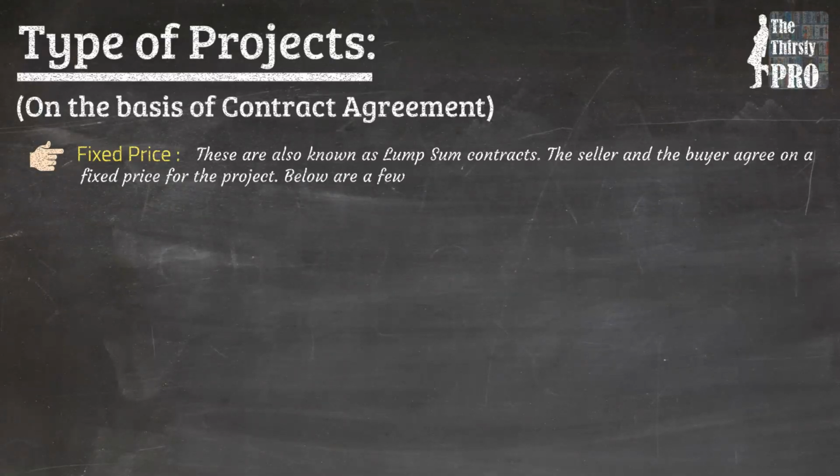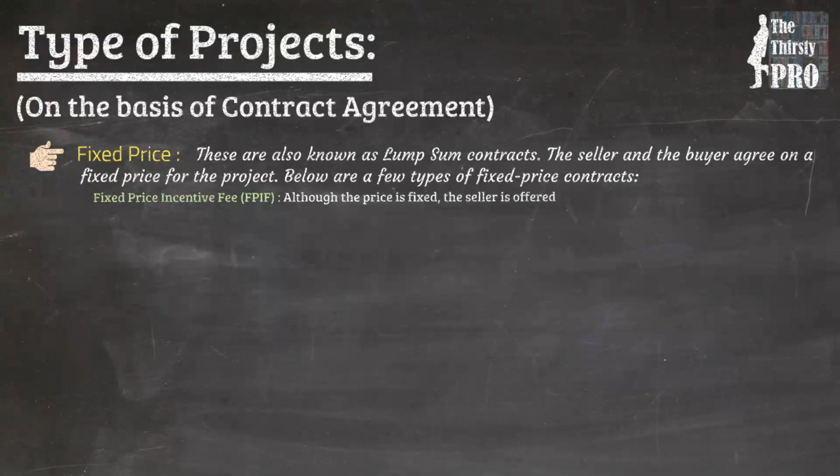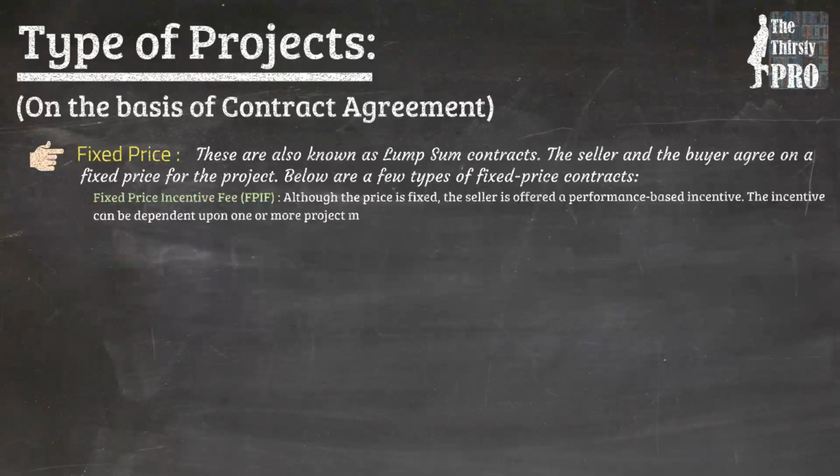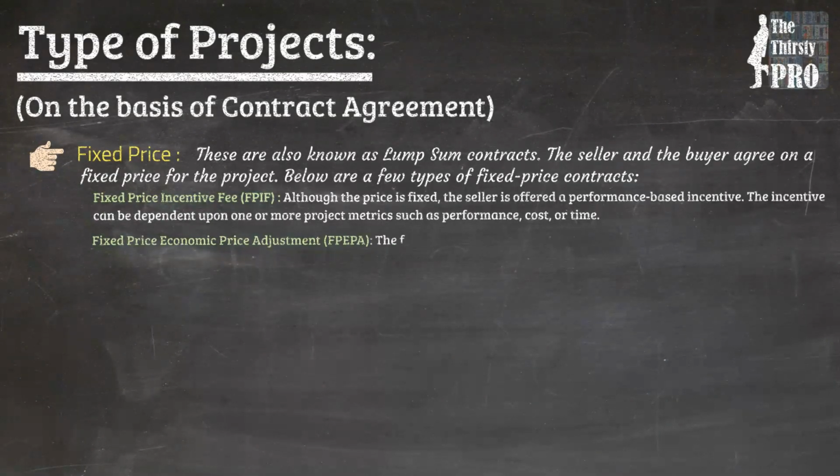Few types of fixed price contracts are fixed price incentive fee. In this contract type, the price remains fixed, and additionally and optionally the seller is offered a performance-based incentive. The incentive can be dependent upon one or more project metrics such as performance, cost, or time. Fixed price economic price adjustment. In this, the fixed price can be redetermined depending on the market pricing rate.